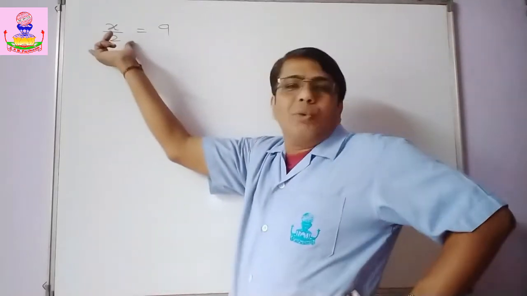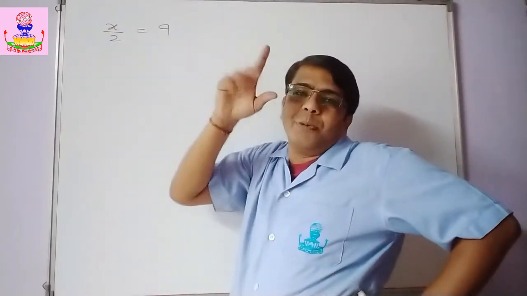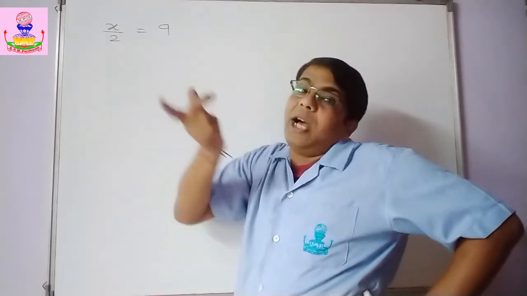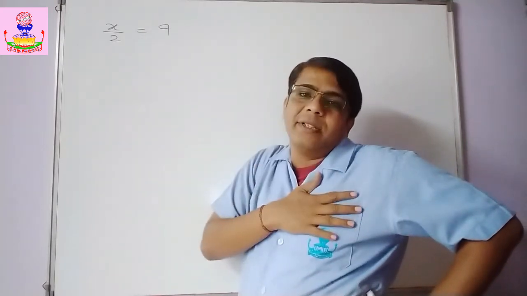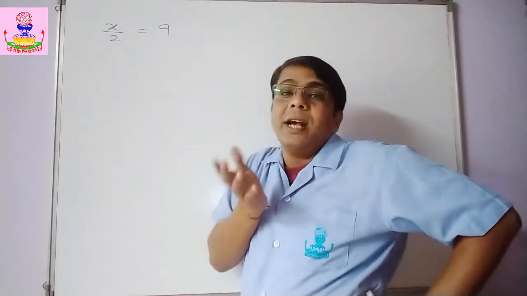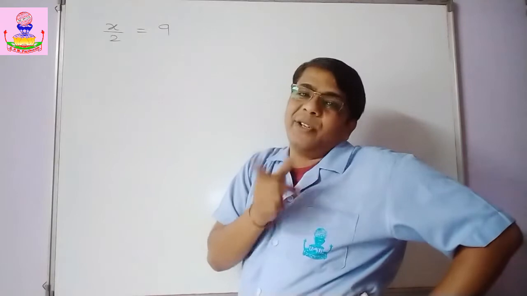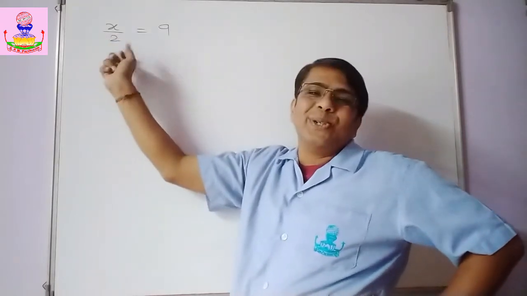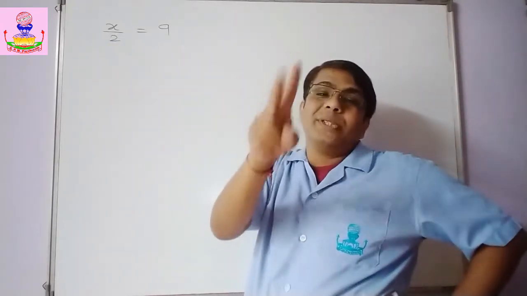So to remove this 2, what do I have to do? I have to use the opposite operation. Here it is division, so I should have multiplication. But which number should I take? Can I take another number other than 2? I cannot, because I have to cancel only 2. So I have to take 2 only.